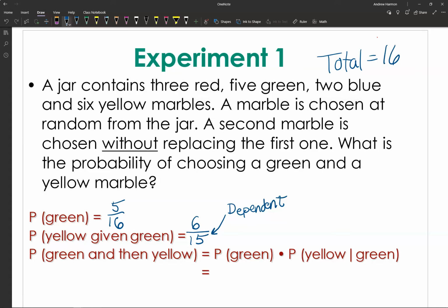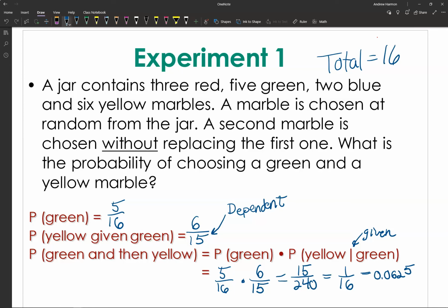So to get the final probability, all we have to do is multiply 5 over 16, the probability of green, times the probability of yellow. Remember, that line means given that the green has already been taken out, which we found to be 6 out of 15. So we multiply those, and we get 30 out of 240, which simplifies to 1 over 8, which is exactly 0.125. So that is the first example.